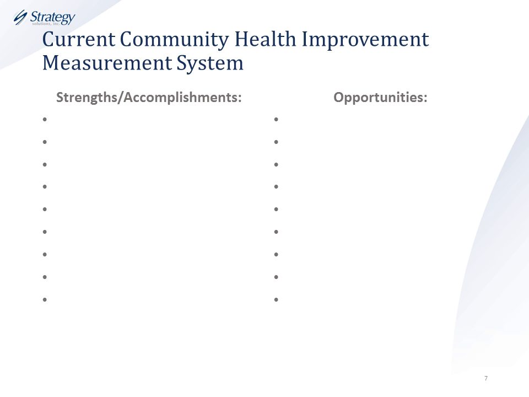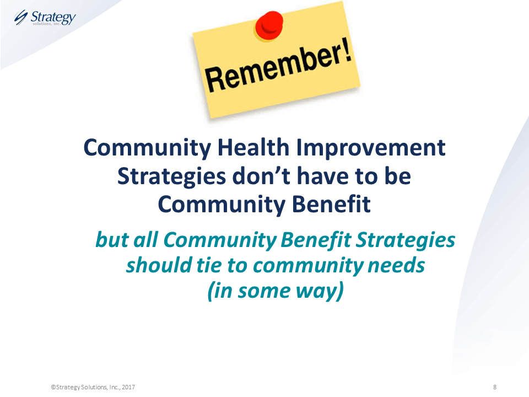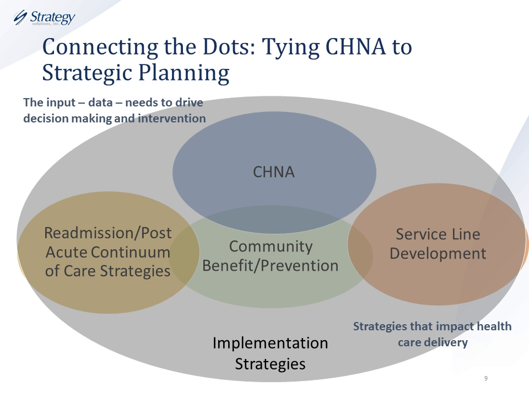But we start off with looking at what our strengths are, what are the things that we have in place, and then what are our opportunities for improvement? How could we improve our internal capacity to do better measurement? One of the things that will help us do better measurement and evaluation is to remember this: community health improvement strategies don't necessarily have to be community benefit, but all community benefit strategies should tie to community needs in some way. So we should be thinking about how we connect the dots.